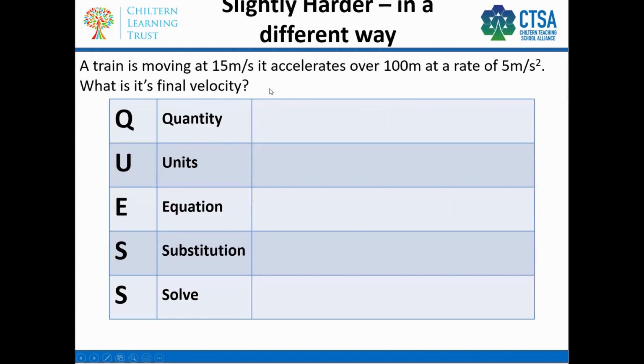So we need to identify its different quantities at this point. So we're saying, okay, well, its initial velocity, the train is moving at 15 meters per second. So its initial velocity is 15 meters per second. It accelerates over 100 meters, so its displacement is 100 meters at a rate of 5 meters per second squared, which is its acceleration. What is its final velocity? So we write final velocity, question mark.